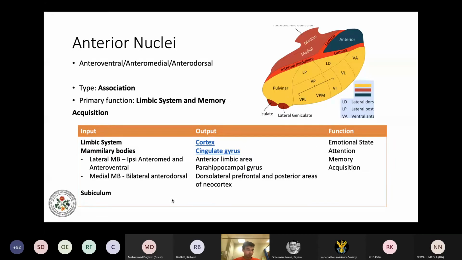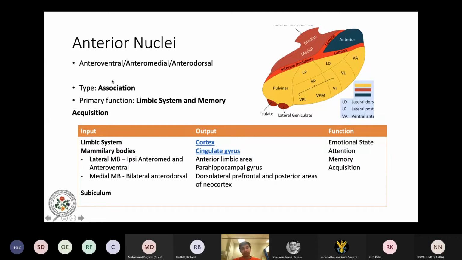So the first one where we are is anterior nuclei, just here. You can divide it in a number of ways. This is one way of dividing it: anterior ventral, medial, dorsal. Again, for medical school exams or just for that level, I think you just need to know that it's anterior nuclei. Again, this is by no means exhaustive. There's numerous ways of dividing this.